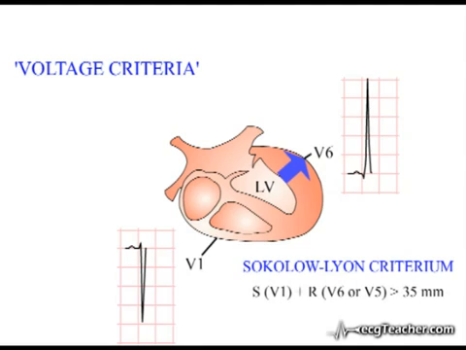This states that if the sum of the depth of the S wave in lead V1 and the height of the R wave in lead V5 or V6, whichever is the taller, is greater than 35 millimeters, the patient has left ventricular hypertrophy. Let's put this criterion into practice.